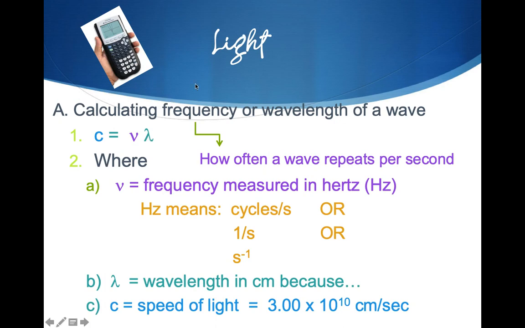So watch my cursor here. Kind of imagine that I'm drawing a wave pattern. If I draw a wave pattern that is repeating itself a lot every second, the wavelength has to be pretty small in order for me to move quickly. So if the frequency is high, the wavelength has to be small or short so that this stays constant.